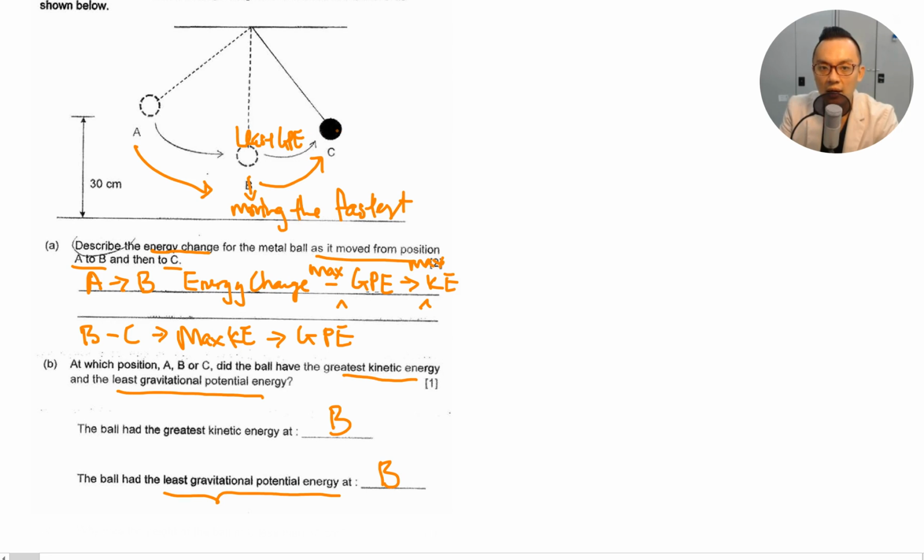GPE over here, and then over here it has the most GPE and the least KE. And likewise for this, it is the most GPE and the least KE as well. Effectively there will be a point where there's 0 KE. There's also a point where this ball will have 0 KE.